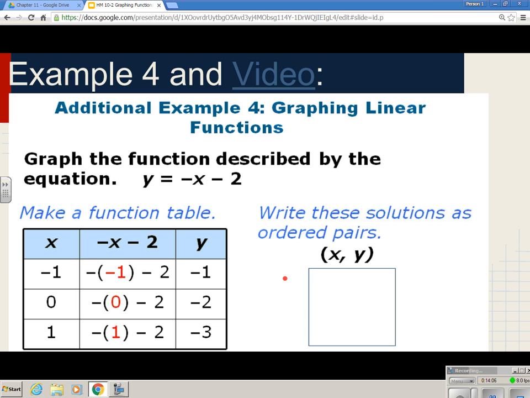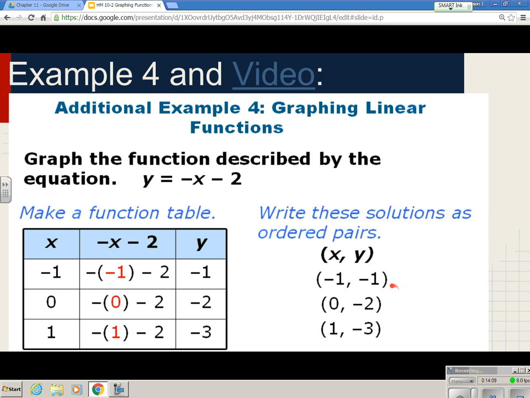Second step, you write the pairs down as ordered solutions. -1, -1, 0, -2, and 1, -3 are my examples. So if you ever have to do these on your own in your homework or in the practice you're going to do in a little bit, I would encourage you to do what I did with the x's. -1, 0, and 1. Write these down before moving on because the last step is to graph it.